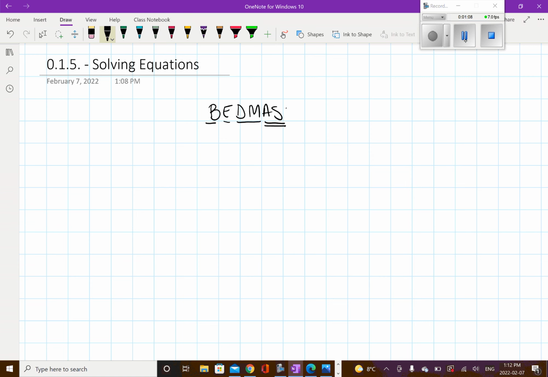So we'll start first solving equations. And as I said, when we are solving equations, we are performing the opposite operation of BEDMAS. So when we are evaluating, we are starting with brackets, exponents, dividing, multiplying, and adding and subtracting. When we are solving, we are starting with adding and subtracting, canceling them, multiplying and dividing, canceling them, exponents, canceling them, and then dealing with brackets.